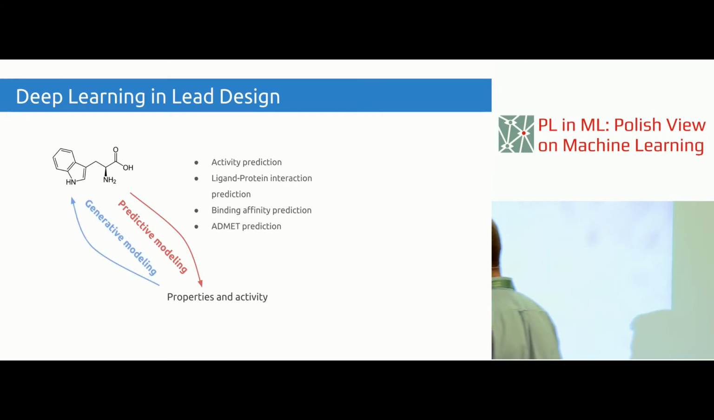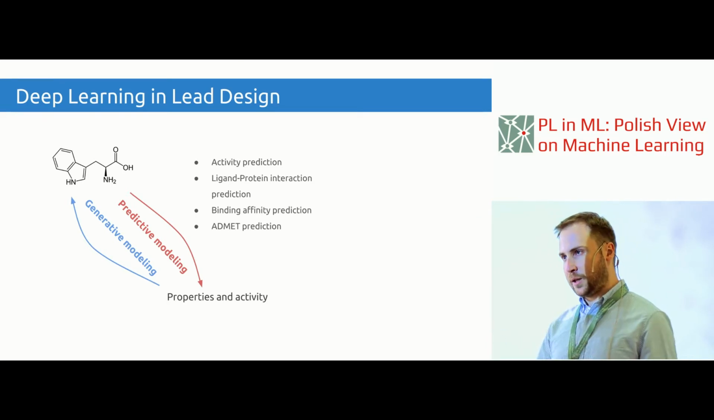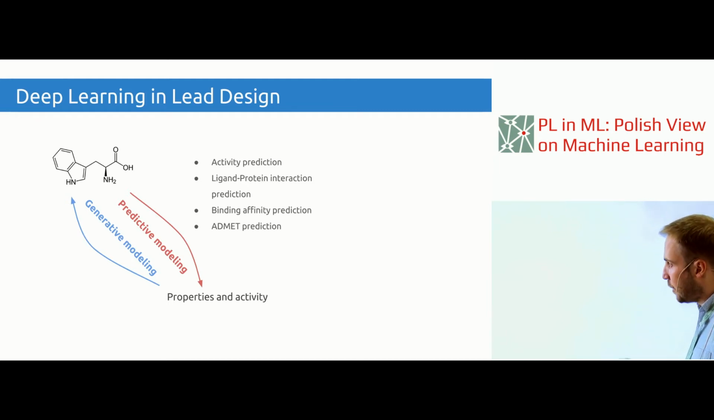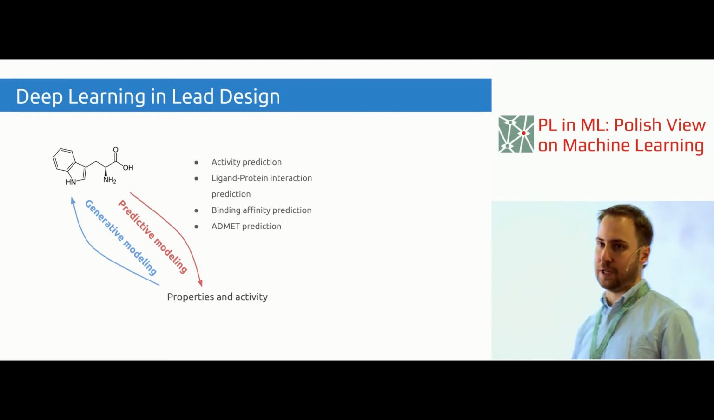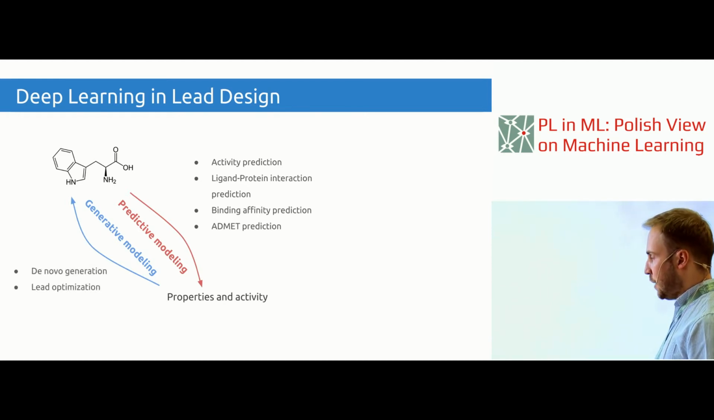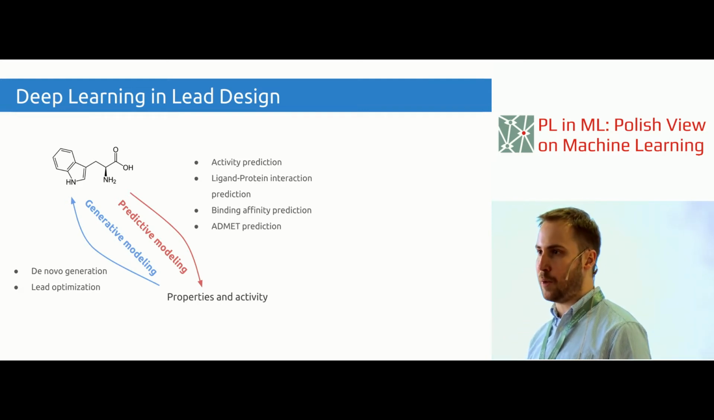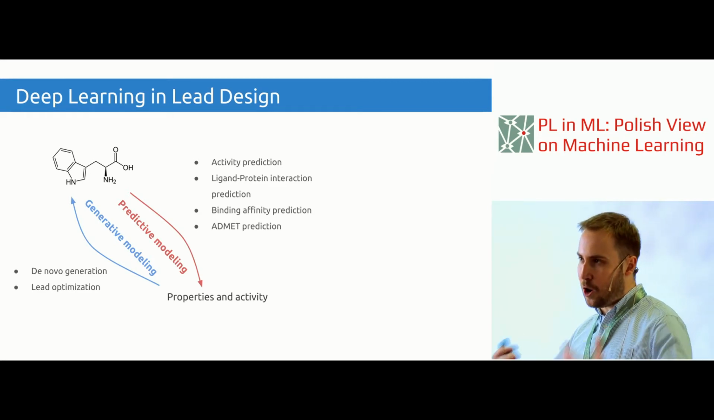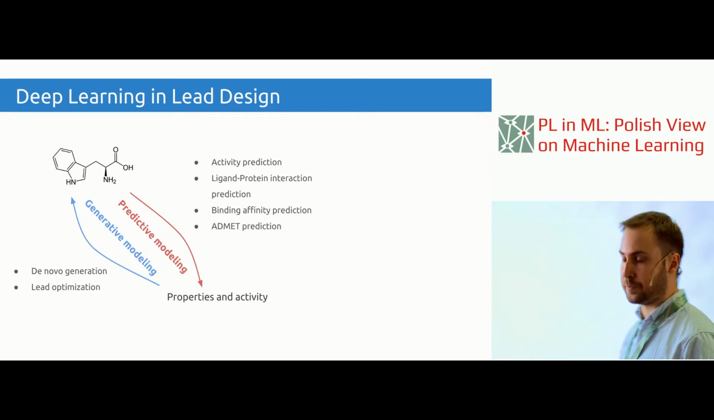And of course, we can think about the inverse process. We can consider some properties that we would like to have, and then we can try to model this mapping to generate molecules that possess such properties. In this group, we have something that's called de novo generation. This is basically just generating new molecules. And we also have something like lead optimization. This is just optimizing an existing molecule, for example, to improve some properties.